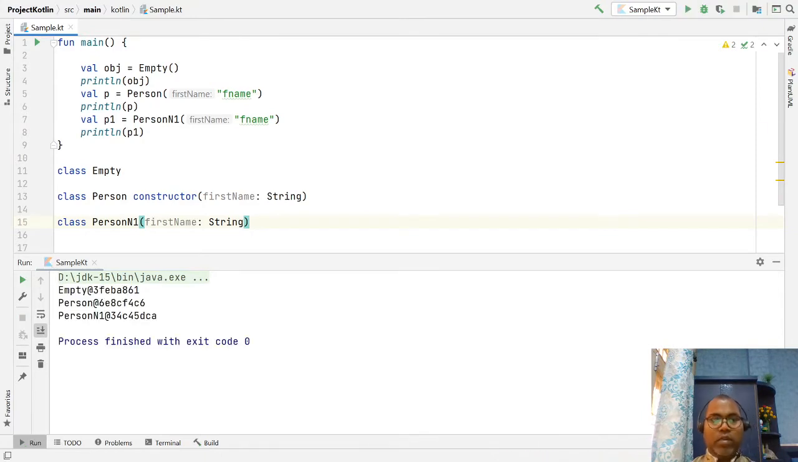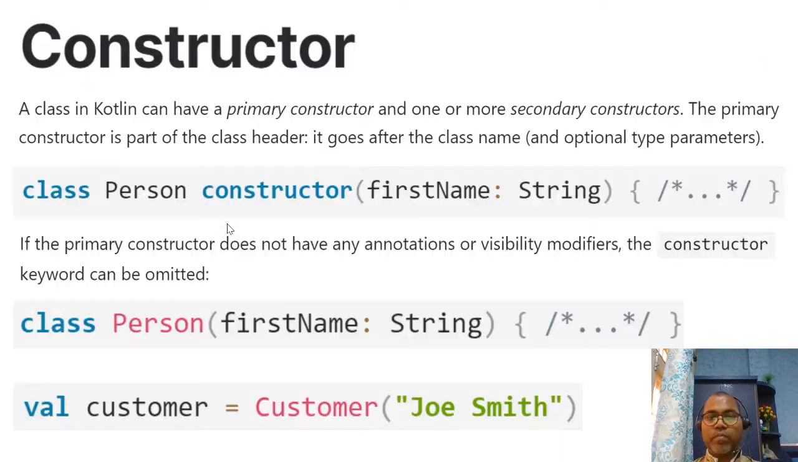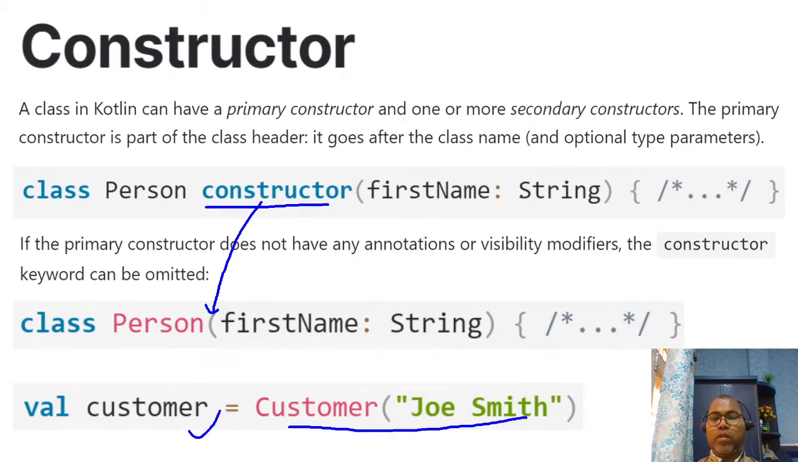So here the syntax allows it, but this is optional. You can just write your class name and your field. Here we have the constructor parameter. If the Person class doesn't have any annotation, you can just skip the keyword, and now you can create the class object using your parameter. While creating your customer object or person object, we have given a name, John Smith, anything.